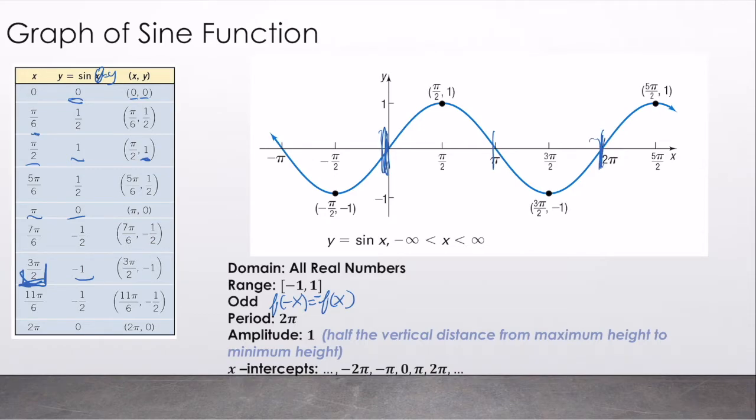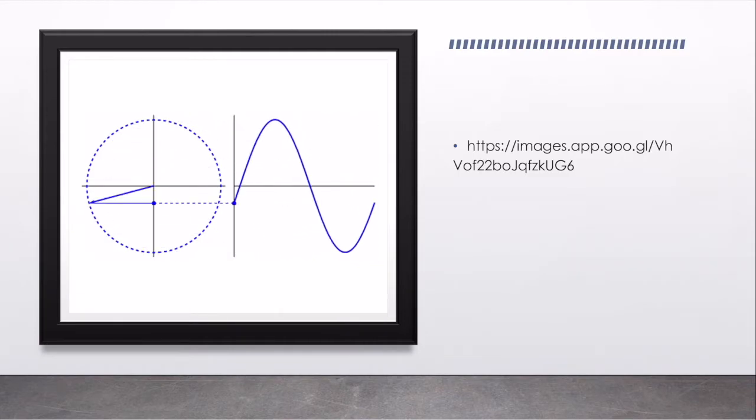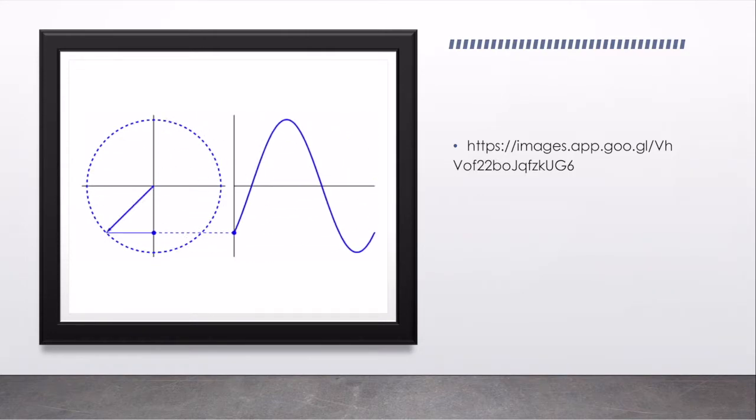And its amplitude is half the vertical distance from our maximum height, right? This has a maximum height of 2, because we go from 1 to -1. So my amplitude is 1, which is half of that. And it's going to have an x-intercept at every integer multiple of pi. Here's how our graph is formed, right? It's formed by taking the y values as we go around the x-axis. There's lots of really cool interactive GIFs out there for trig.